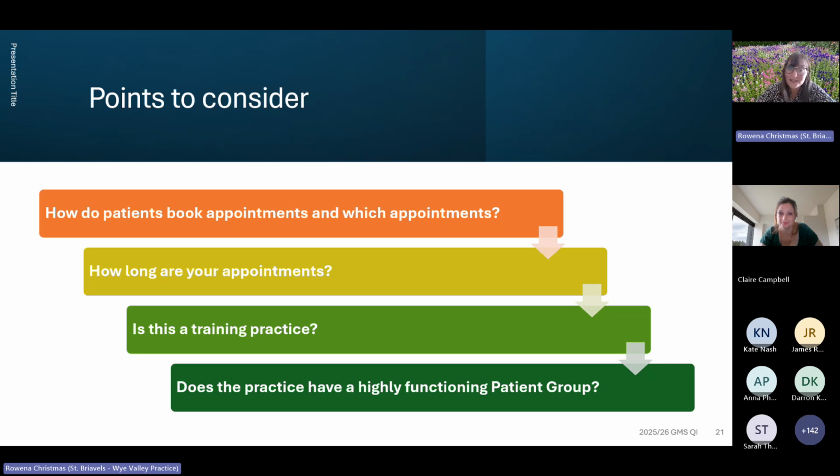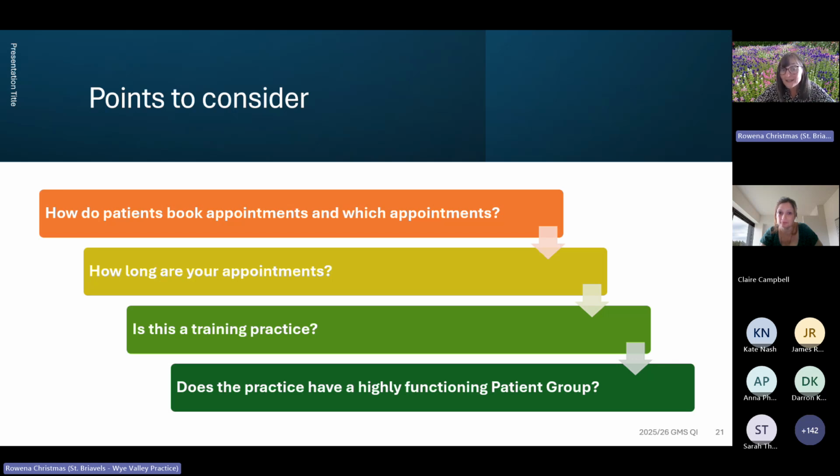So, points to consider. You want to think about how practices book appointments and which appointments they are. So your booking process is probably the most important key factor to continuity. Does your process direct patients to their usual GP? You know, does your reception staff check or use a tool such as Ask My GP? Consider looking at how long your appointments are. So varying appointment length might be useful in providing continuity for more complex patients.